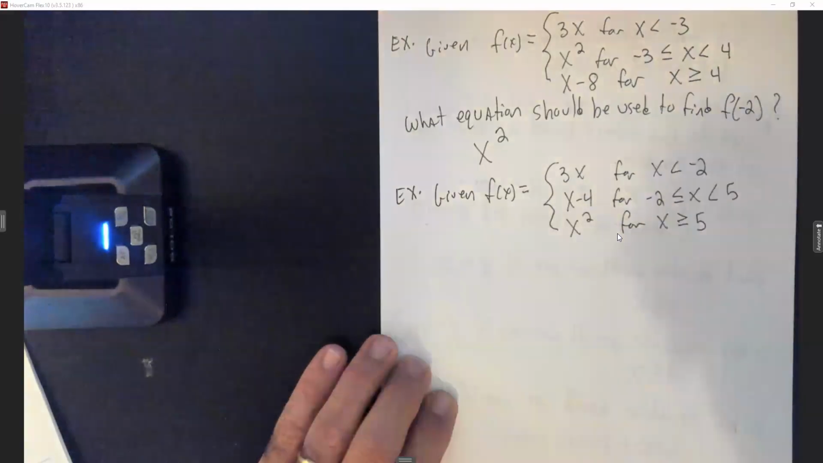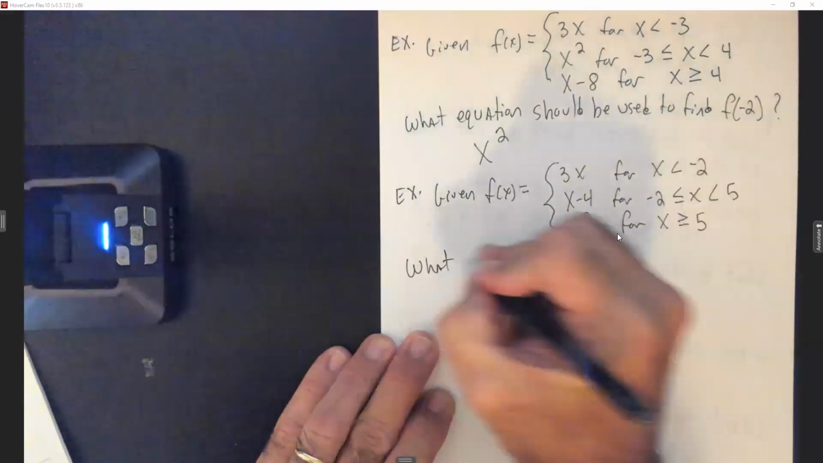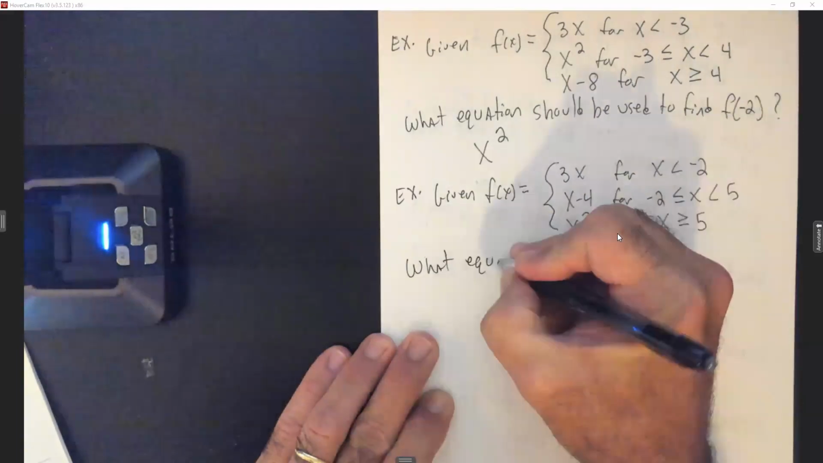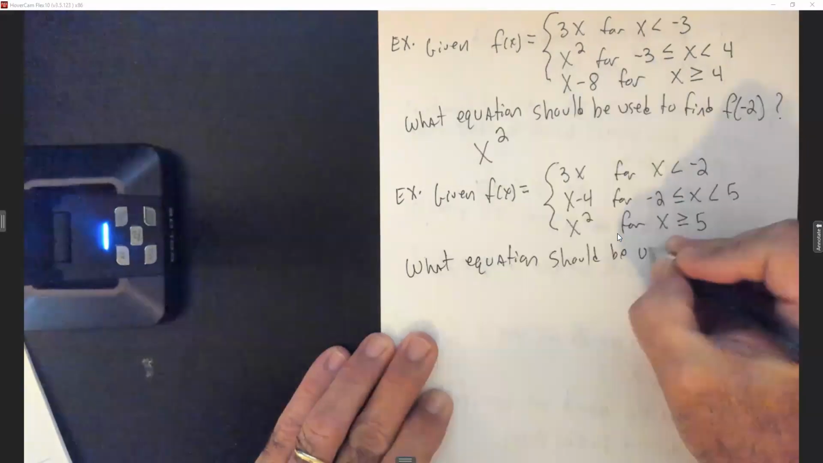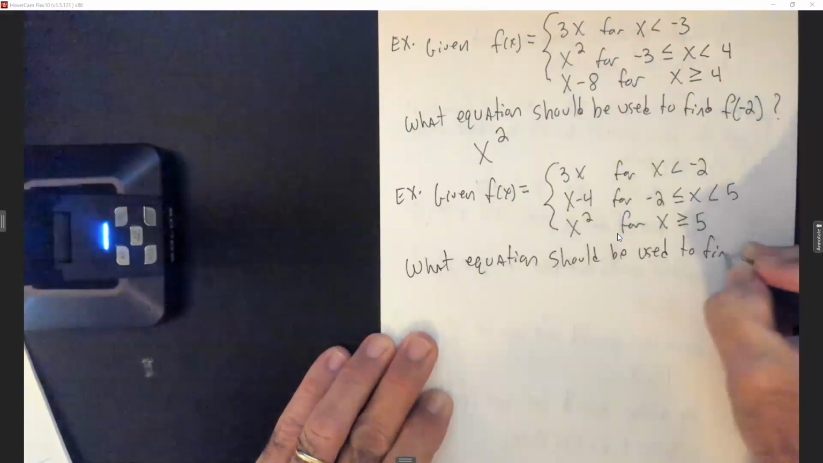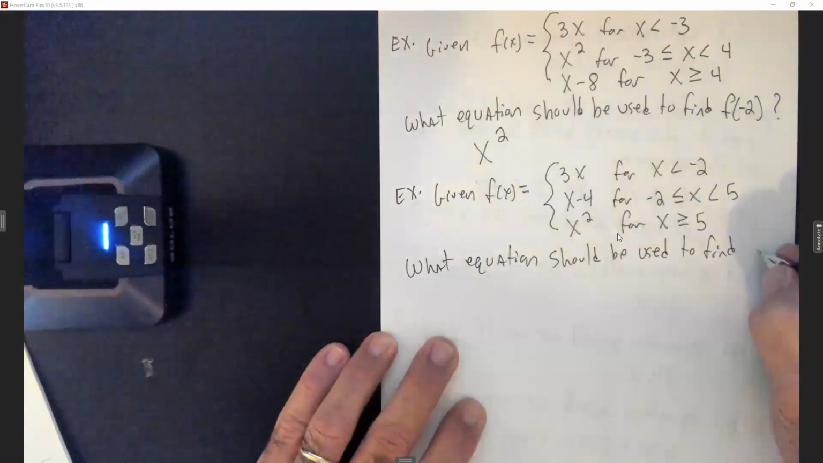What equation should be used to find f of 13?